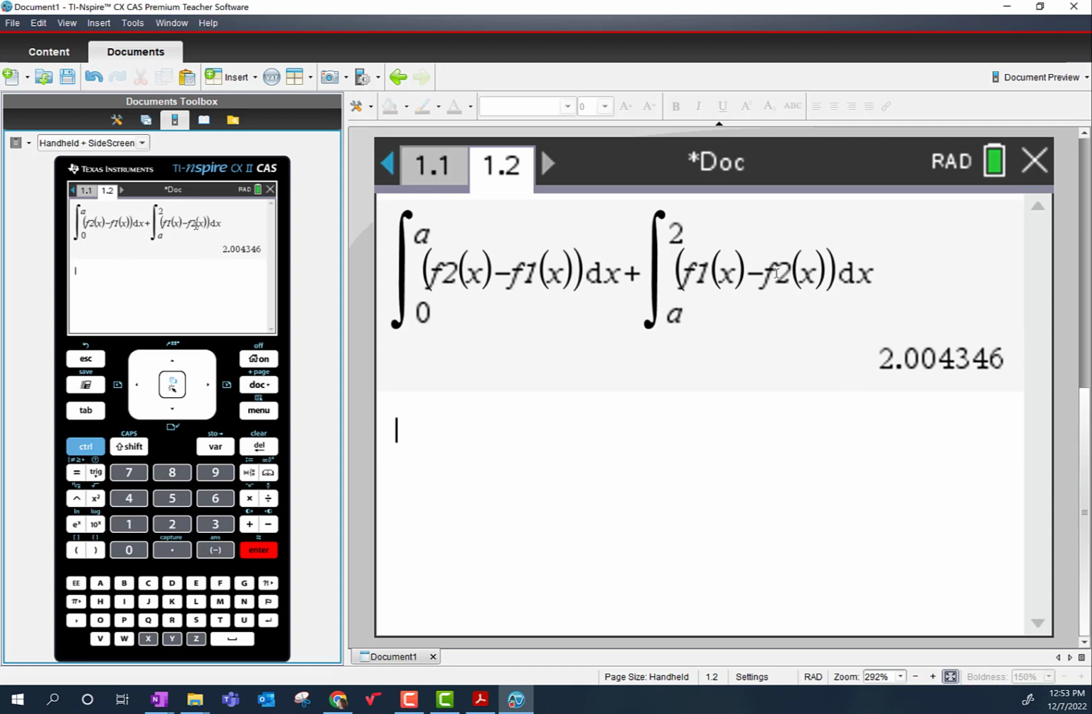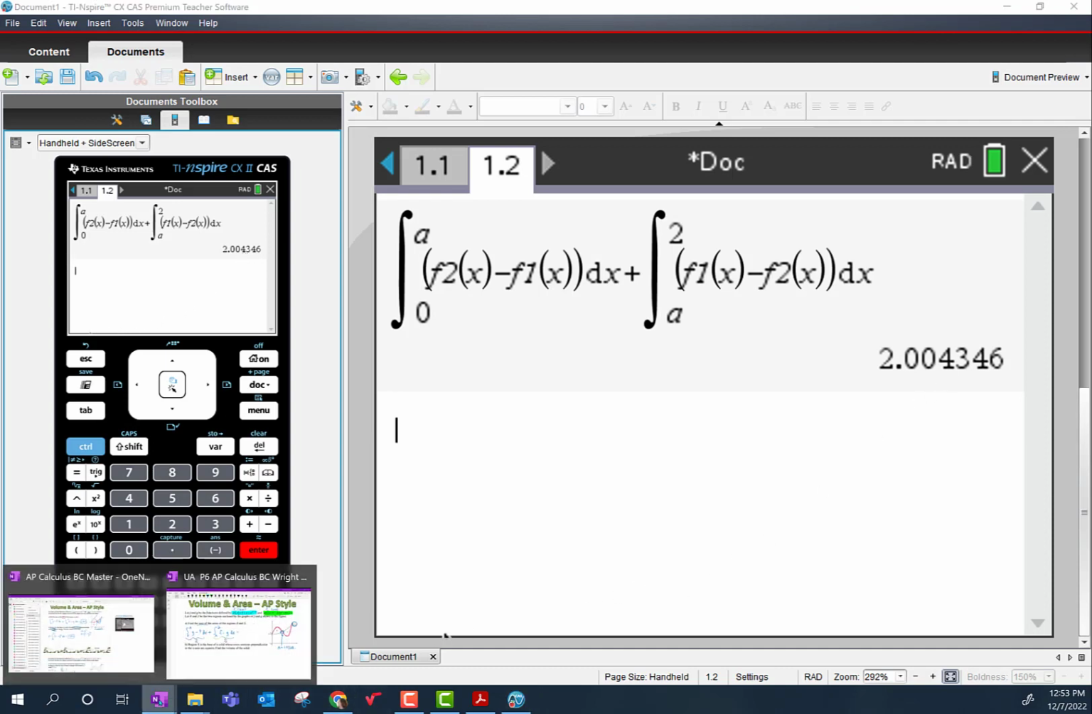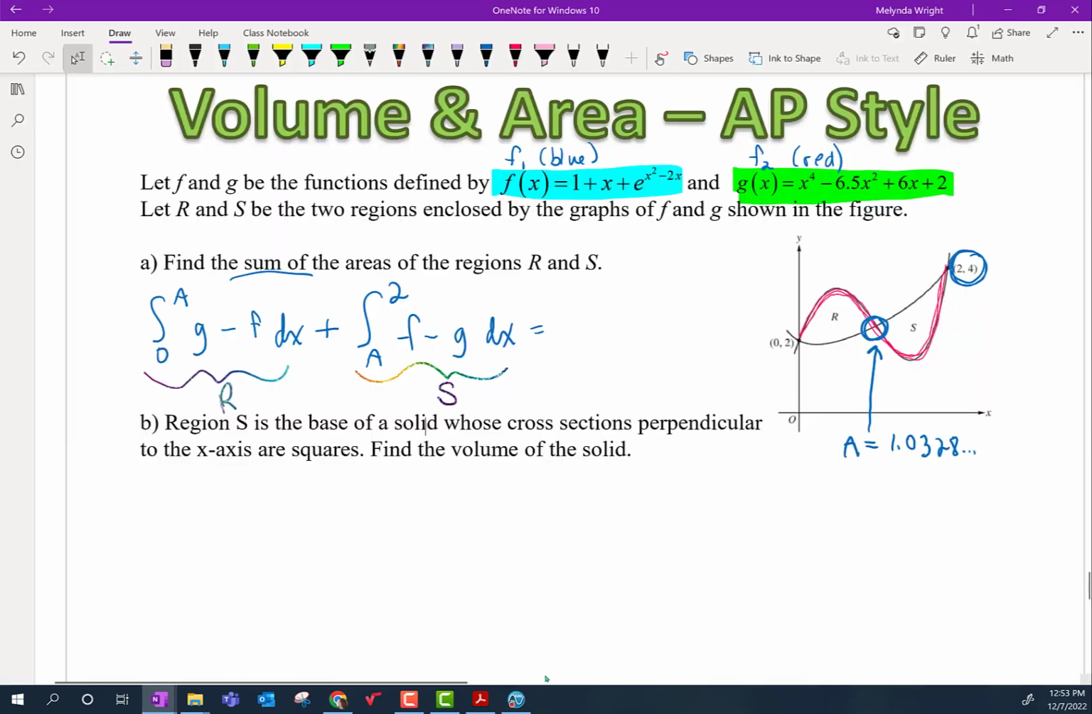Okay, and I can double check if I wanted to make sure I input it correctly, which we did. So this is the sum of the areas of regions R and S, 2.004. We're always going to the thousandth unless told otherwise. Okay. So here we go. Our answer is going to be 2.004.